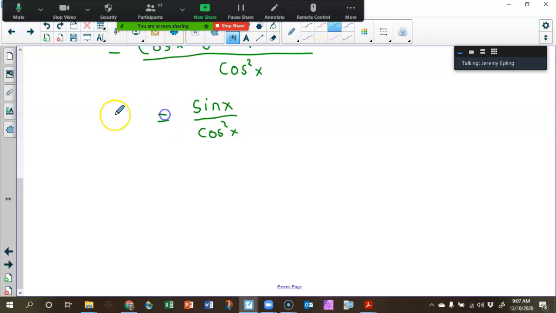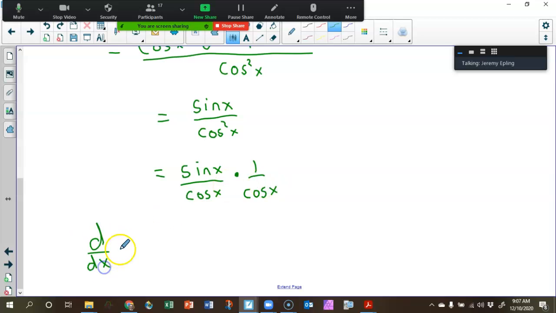Now, that's correct, but I want to rewrite it. I want to make this look a little simpler. So I'm going to write this as sine divided by cosine times 1 divided by cosine. Because those are simpler trig functions. The derivative of the secant of x, 1 divided by cosine is secant. Sine divided by cosine is tangent. The derivative of secant of x is secant x tangent x. And now we've got half of our trig functions.